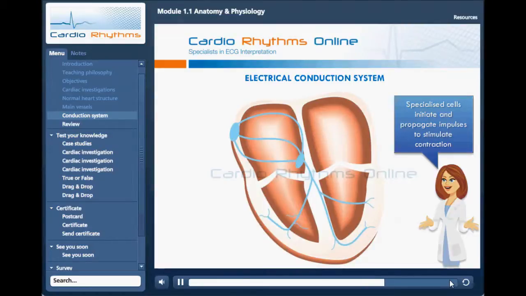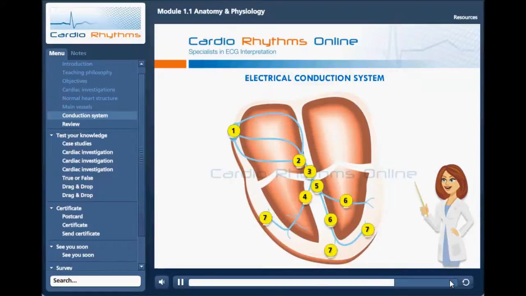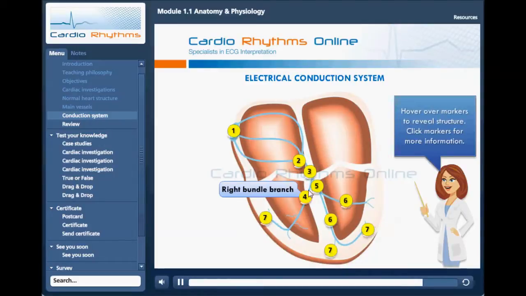Let's put some markers on the main components. Hover over the marker and you will be given the name of the structure, or alternatively, click a marker for more information. If you are new to the conduction system, follow the numbers in order.